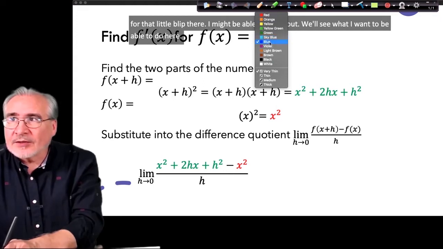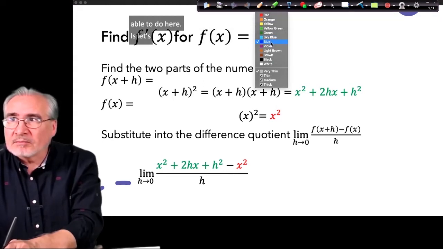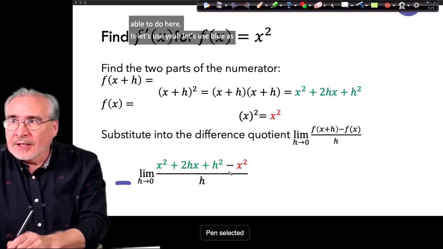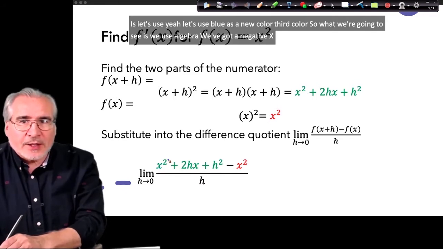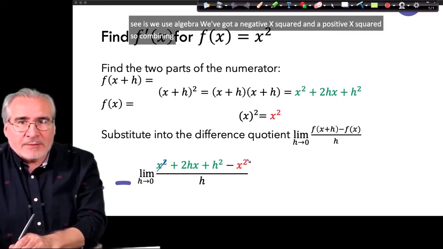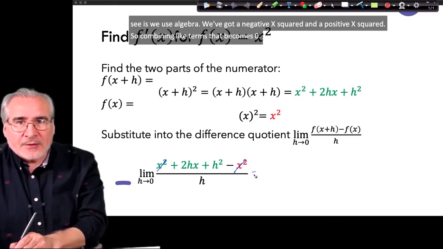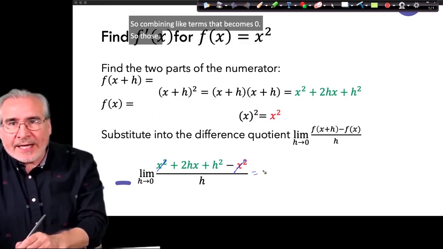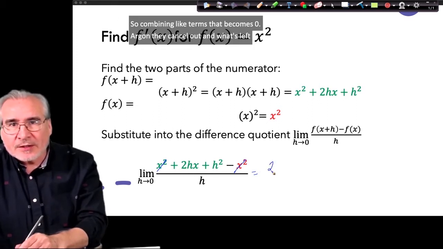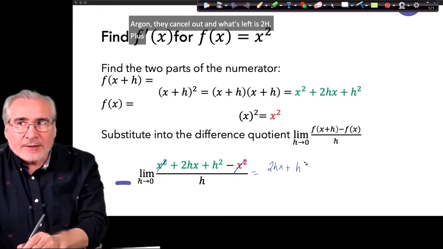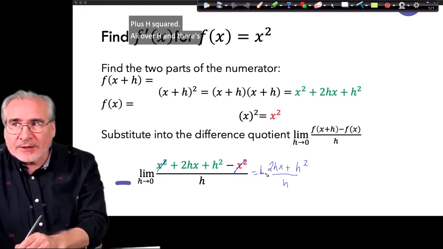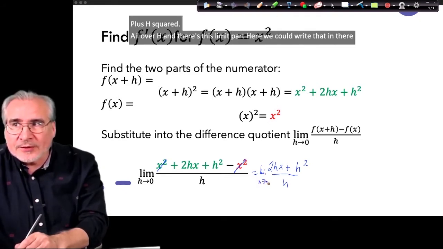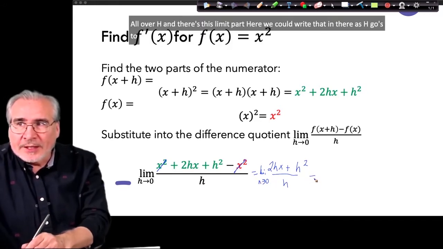What I want to be able to do here is let's use blue as a new color, third color. So what we're going to see is we use algebra. We've got a negative x squared and a positive x squared. So combining like terms, that becomes 0. So those are gone. They cancel out. And what's left is 2hx plus h squared all over h. And there's this limit part here. We could write that in there as h goes to 0, remembering that part.